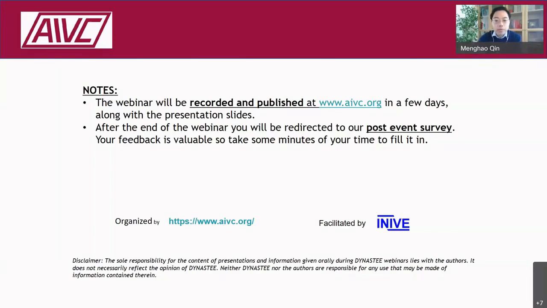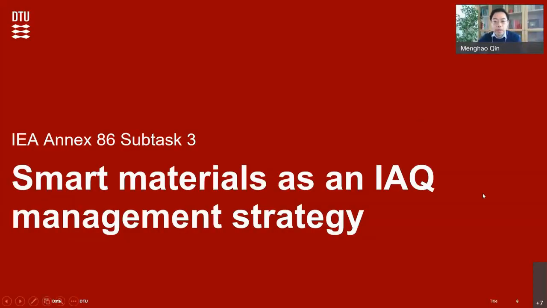Okay, now we move to the first part of our webinar, a welcome and introduction, because today we have many new friends. So I will very briefly give an introduction to the Annex 86 project and the subtask 3 of this project. The title of the Annex 86 is Energy Efficient IAQ Control Strategies in Residential Buildings. In subtask 3, we mainly focus on the smart materials. The title of subtask 3 is Smart Materials as an IAQ Management Strategy.